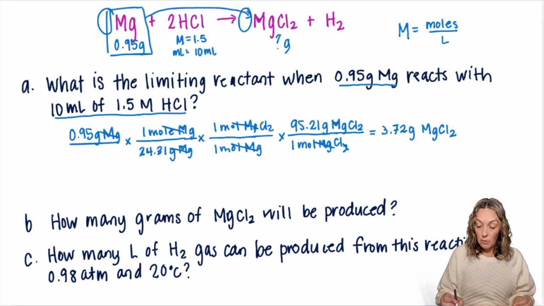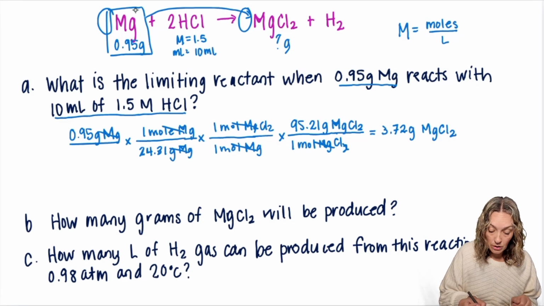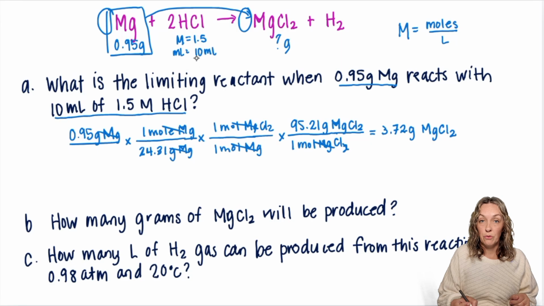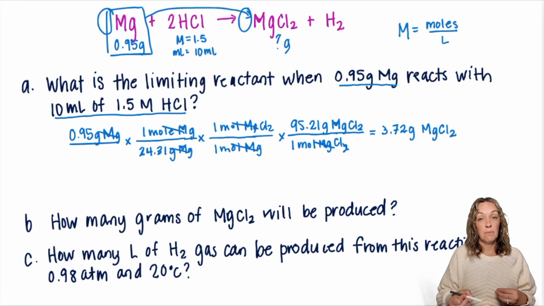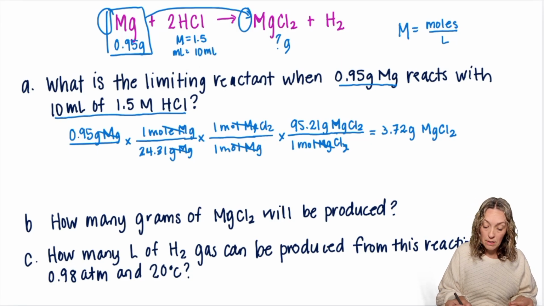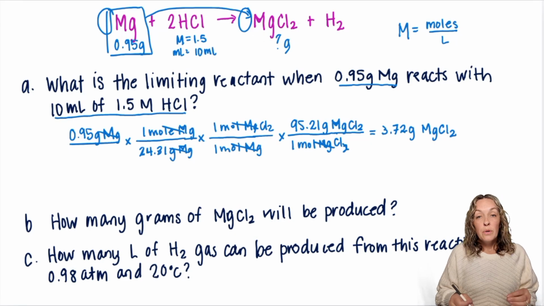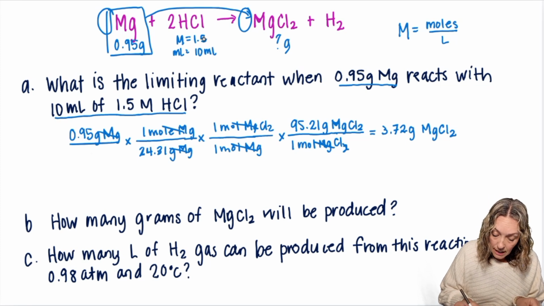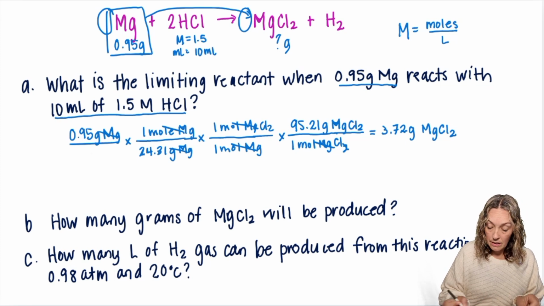This is the amount that I will make if I use all of the magnesium, but it's possible that the HCl could run out first. So I now need to set up the second problem to determine how much MgCl2 I'll make if I use all of the HCl. Notice that this problem does not start with grams like the previous. Instead, I have a molarity and I have milliliters.